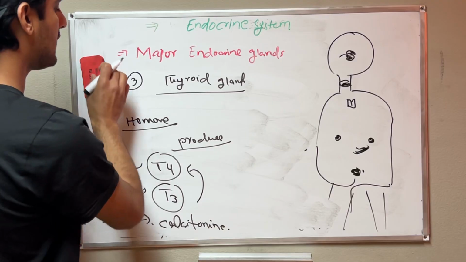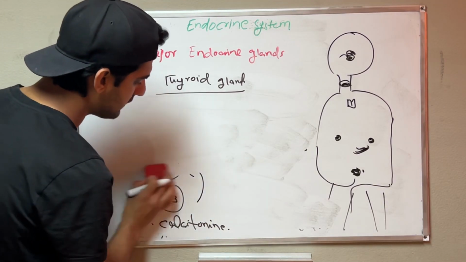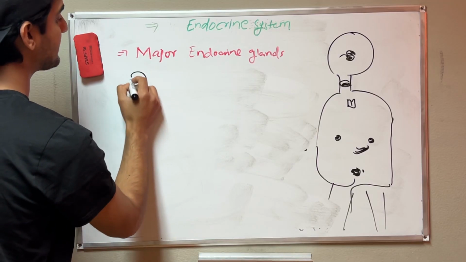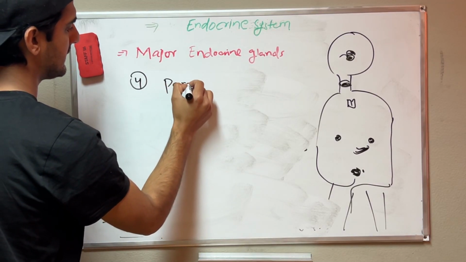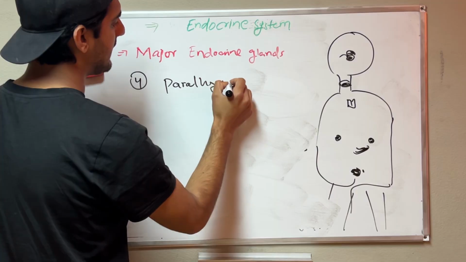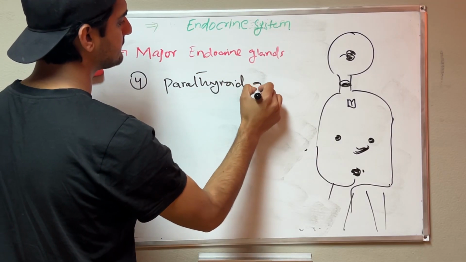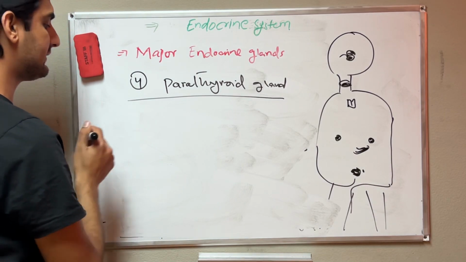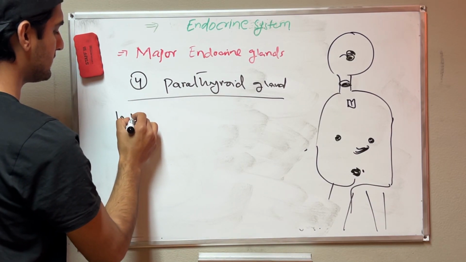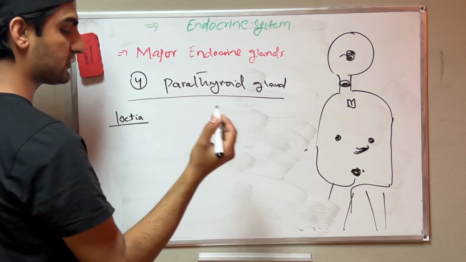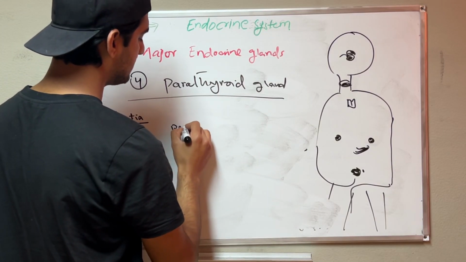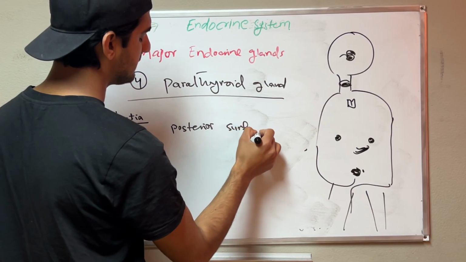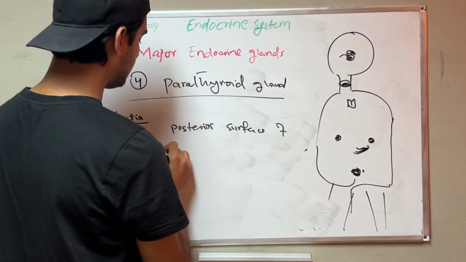Now we have the fourth major gland, the parathyroid glands. If you talk about the location of the parathyroid glands, it is very simple: the posterior surface of the thyroid gland.